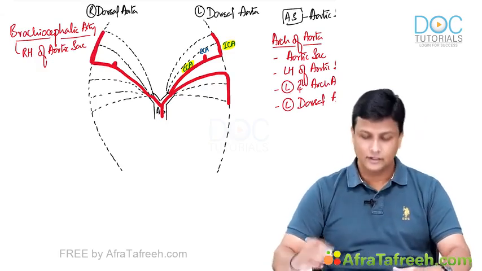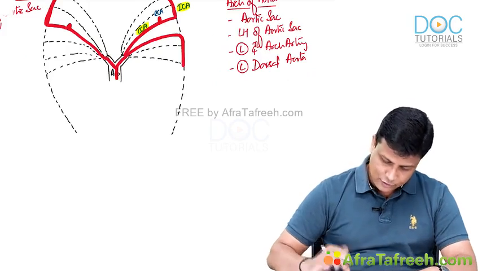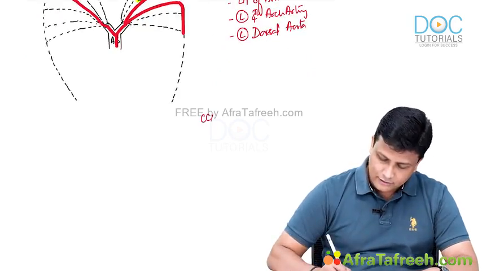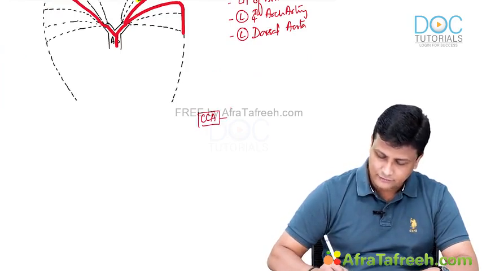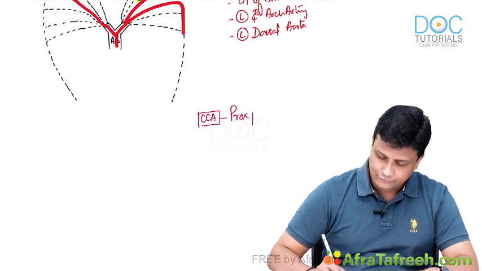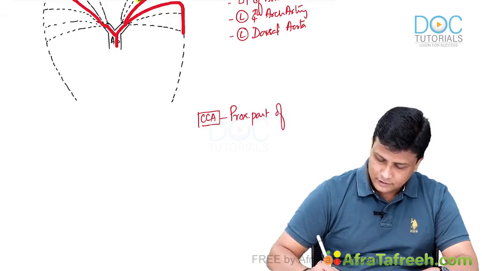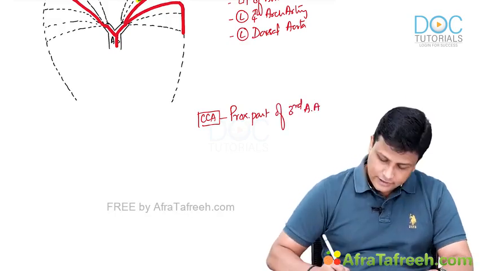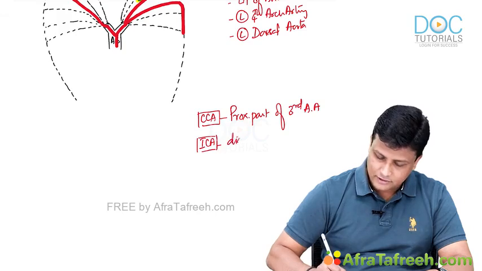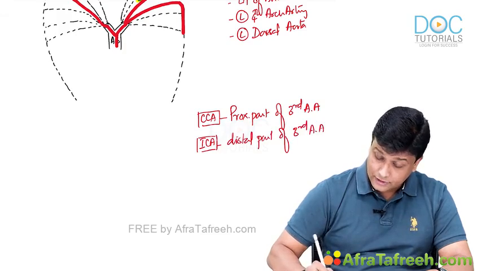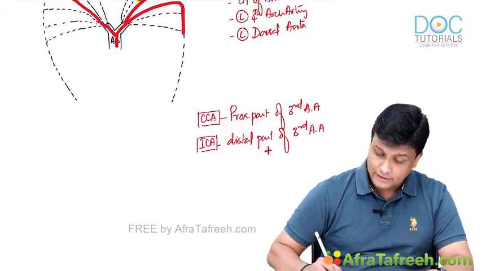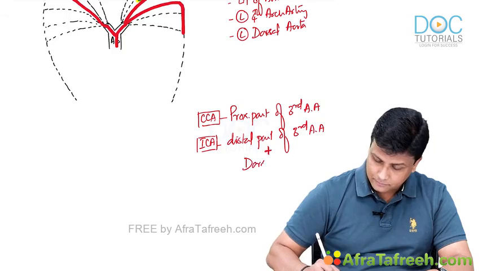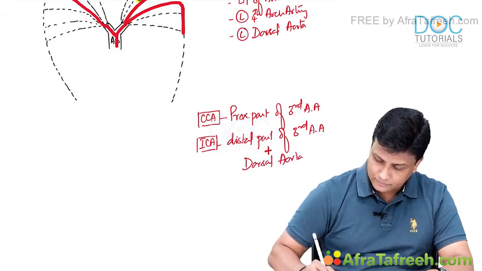Perfectly done there, guys. Okay, so let us simultaneously write down the notes here. Common carotid artery: it is derived from the proximal part of third arch artery. I'm just writing in short as third arch artery. Internal carotid artery: it's derived from the distal part of third arch artery, and along with the distal part of third arch artery, even a part of the dorsal aorta.